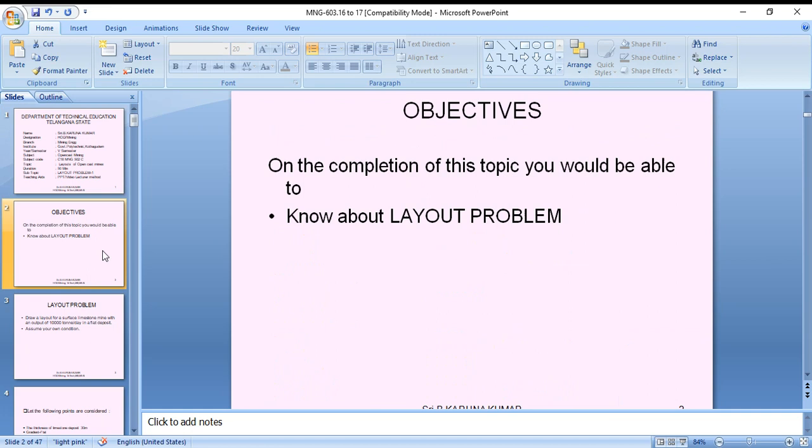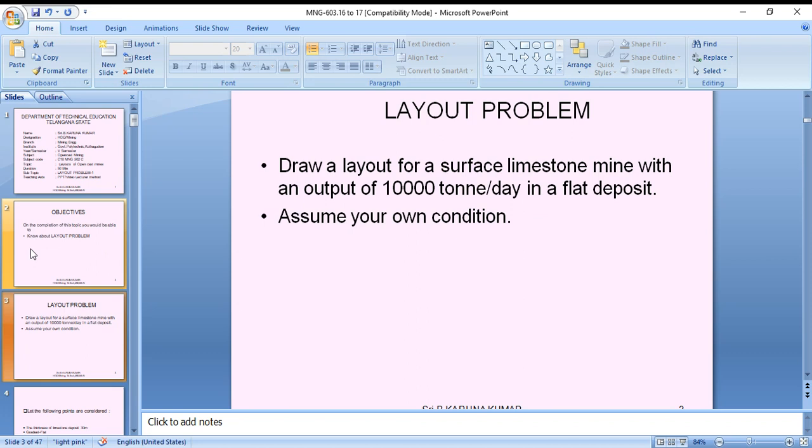Now the objective, the basic objective, is the layout of problems. The entire topic will be covered in one simple layout problem. Now let us come to a simple layout problem. I'm giving you an example, based on which we carry forward how you elaborate the problem.